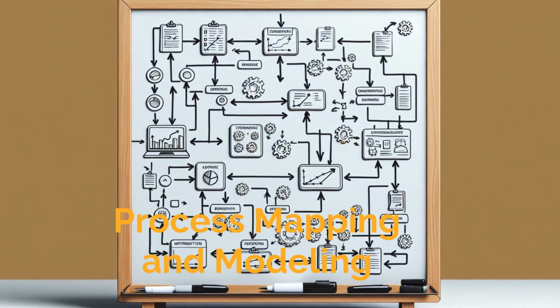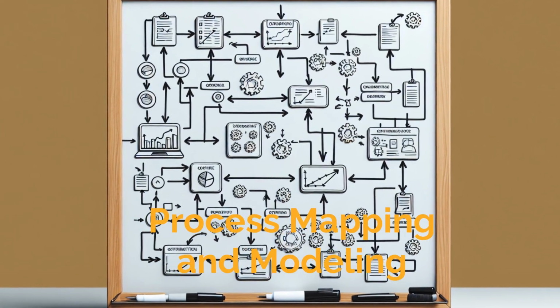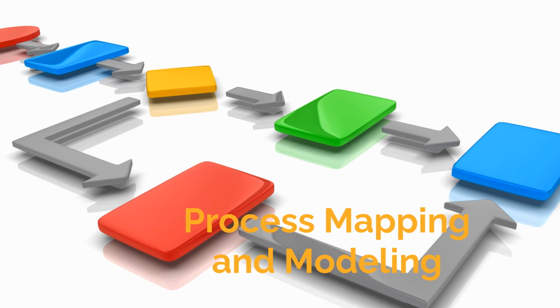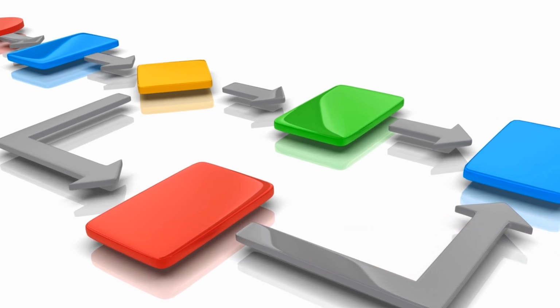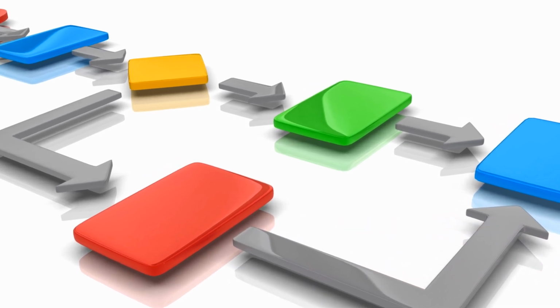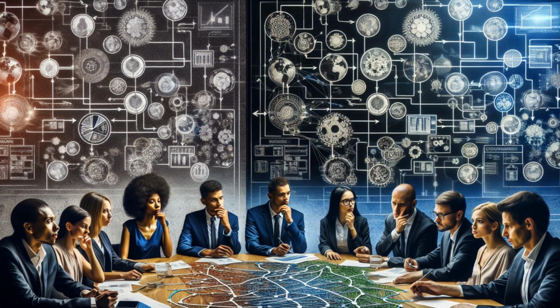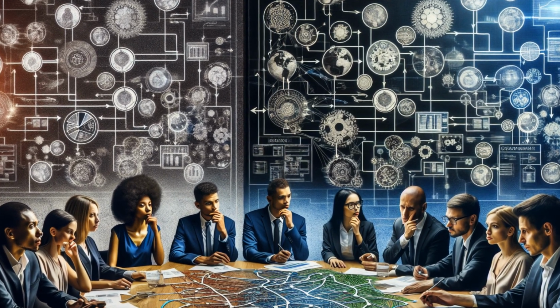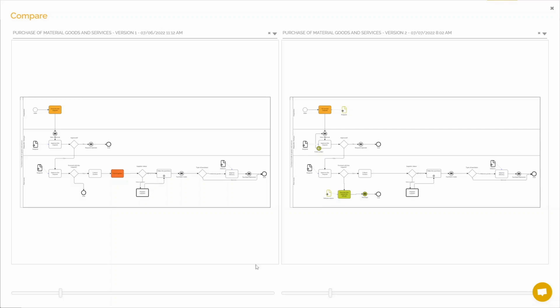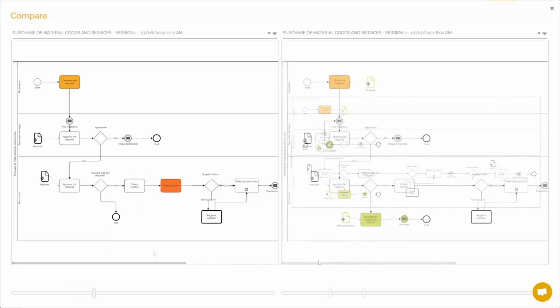Let's start by looking at process mapping and modeling. This involves creating a visual representation of a business process, detailing each step and the flow of activities. Process mapping helps teams understand the sequence of tasks, identify bottlenecks, and streamline operations for better efficiency.